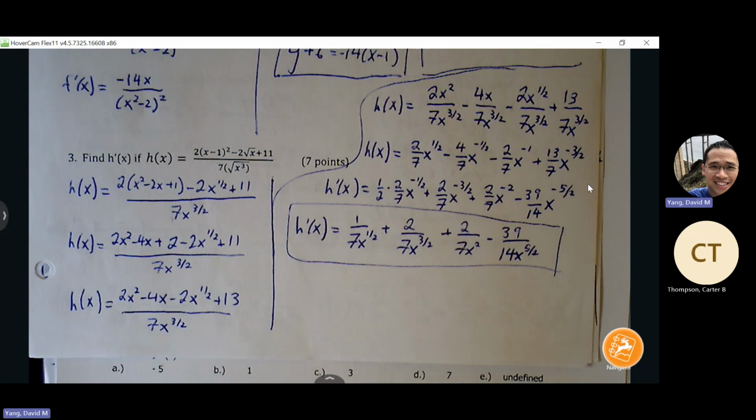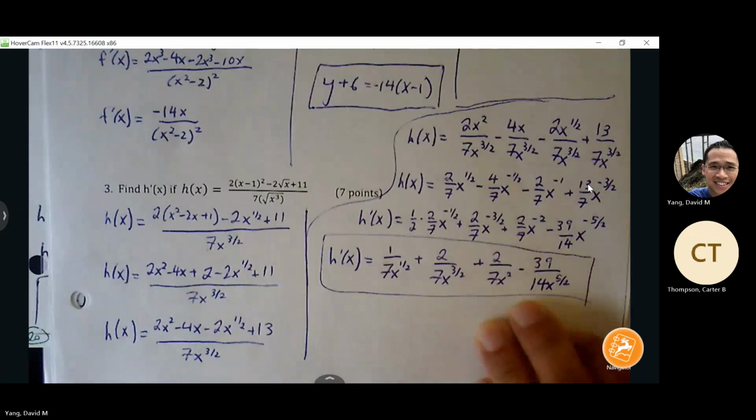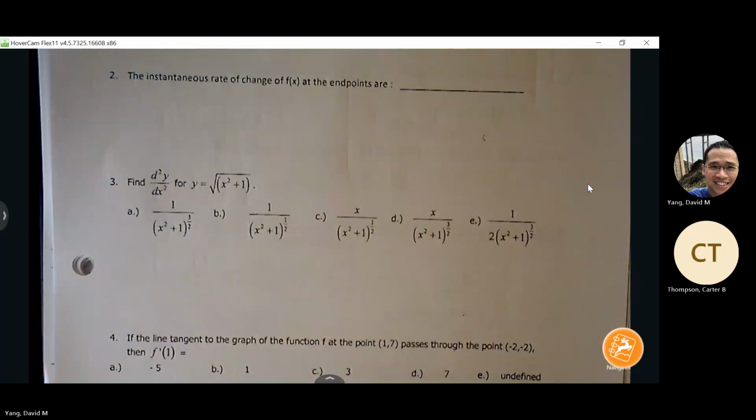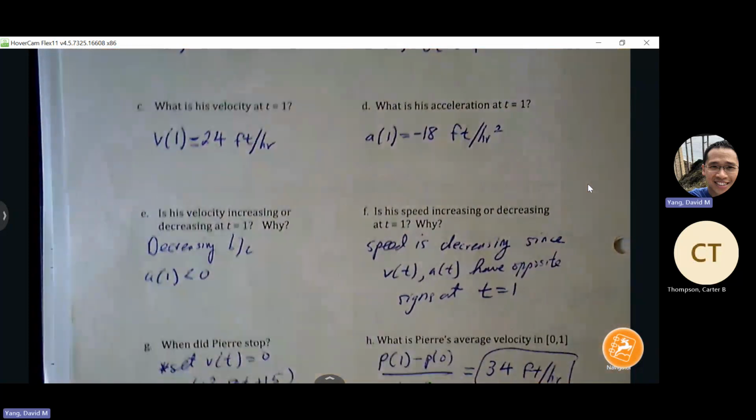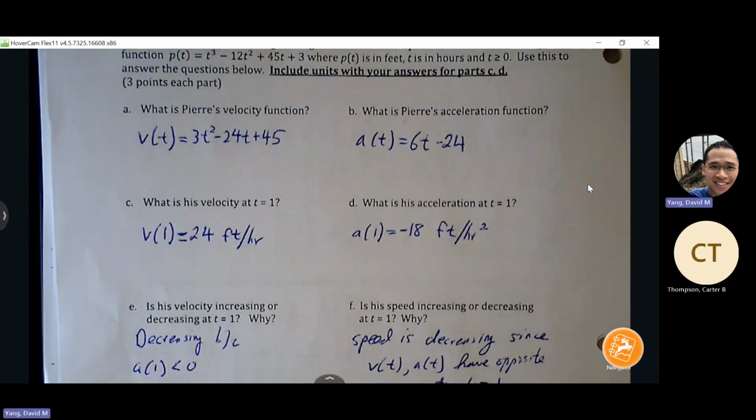Okay, good. The first page. What about the second page? I thought that these were pretty similar to the review sheet. I asked all the things that I was going to ask from the review sheet.